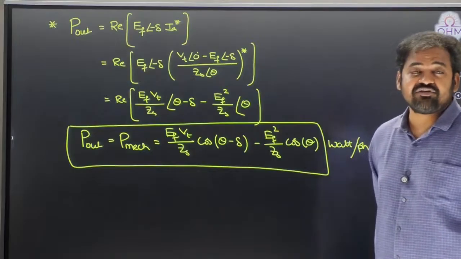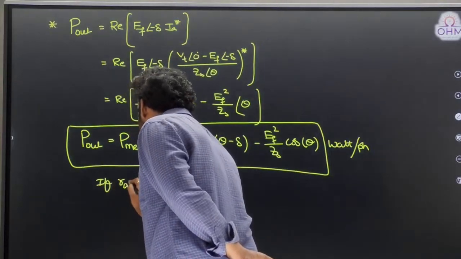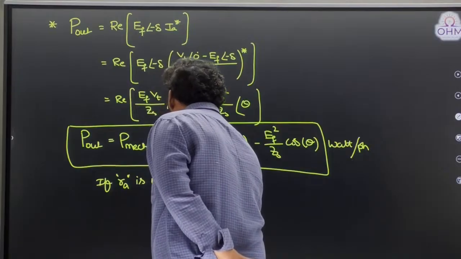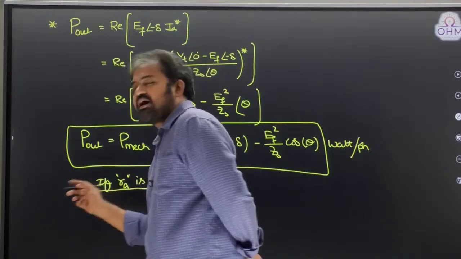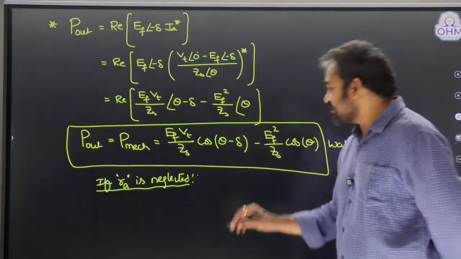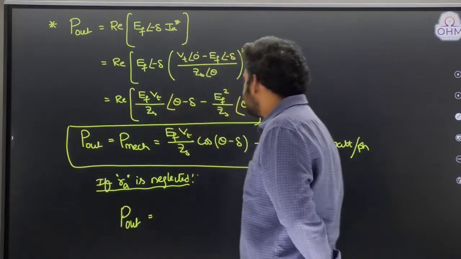But what if I neglect armature resistance? Suppose if RA is neglected, what will happen? RA is neglected means indirectly losses are neglected. That armature resistance will have copper loss in it. If losses are neglected, you can check this output power equation becomes equal to input power equation. You can check that.